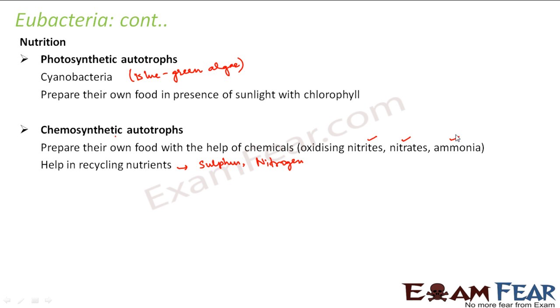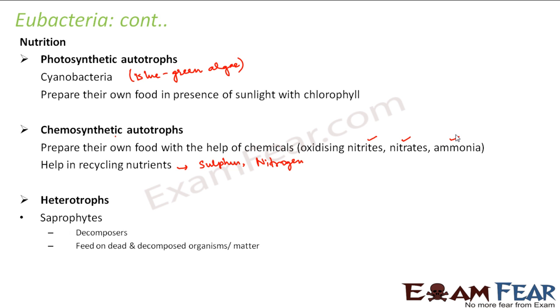So these chemosynthetic autotrophs actually oxidize those inorganic substances and snatch out nutrients like sulfur and nitrogen. And these nutrients are extremely important for growth of plants. Right? So it helps in recycling nutrients in the atmosphere. So when the free sulfur and nitrogen is available in the atmosphere, it can be utilized by the plants for their better and effective growth.